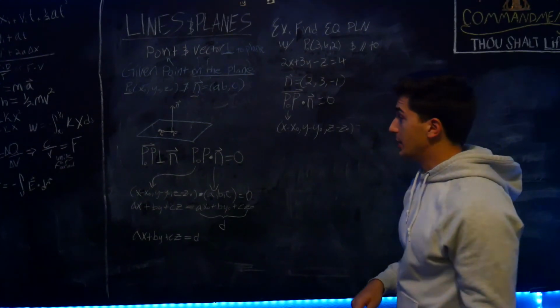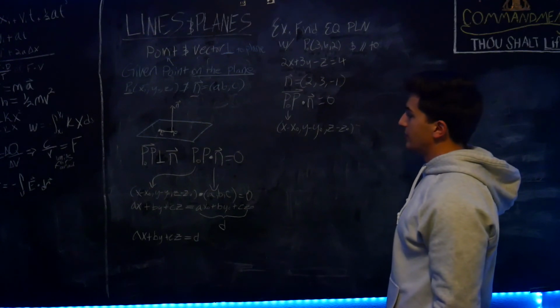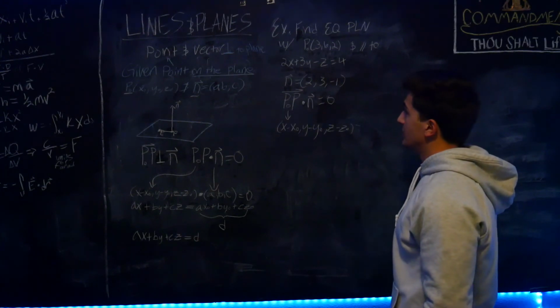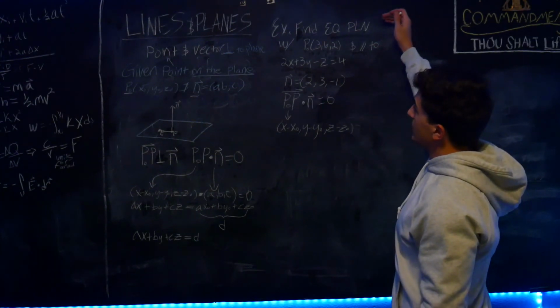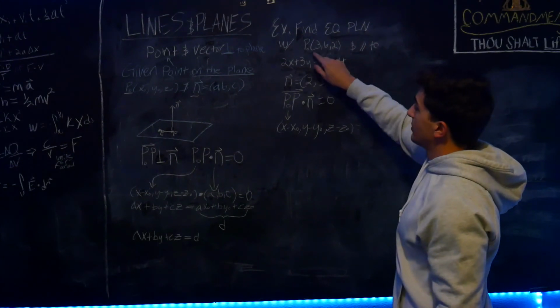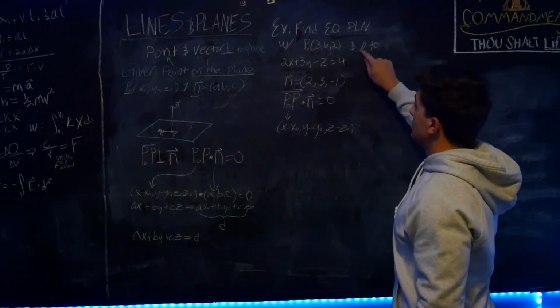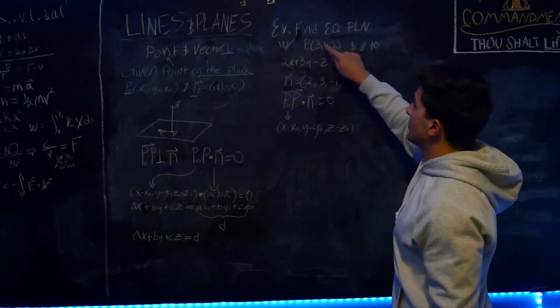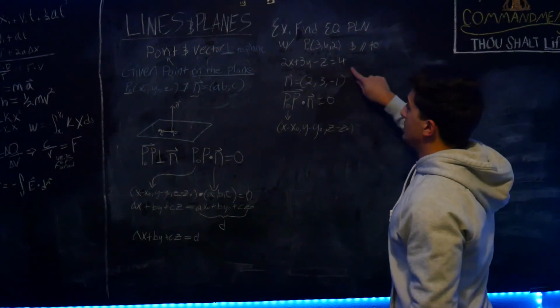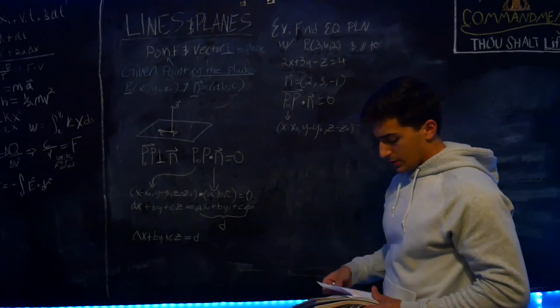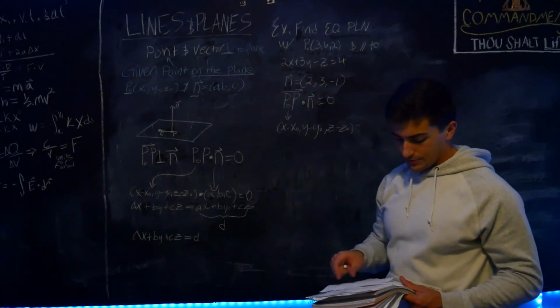I think you get the point now. We have everything we need, just solve from there. That's how you get the equation of a plane with a point on the plane and it's parallel. This point is on that plane. It's parallel to this plane. Okay. That's it for that one.